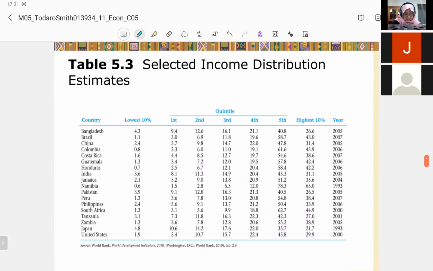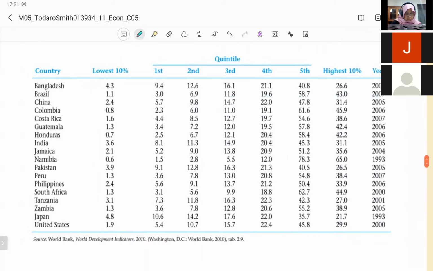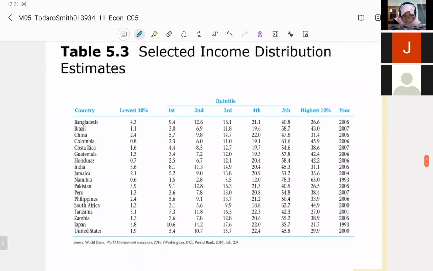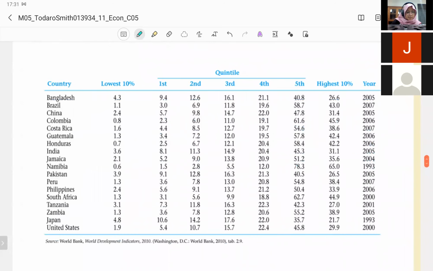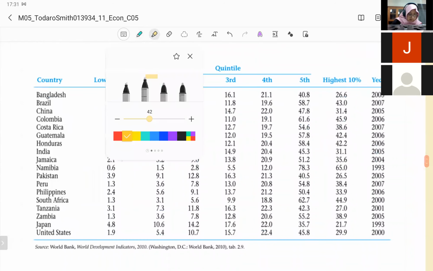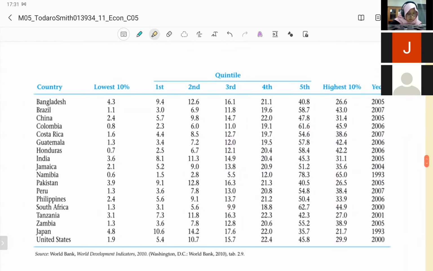This is the income distribution estimates of some countries. Okay, so let's take a look at, do we have Indonesia here? No, we don't. Okay, then let's take a look at Bangladesh. In Bangladesh, the lowest 10%, or the poorest 10%, own about 4.3% of the total income.